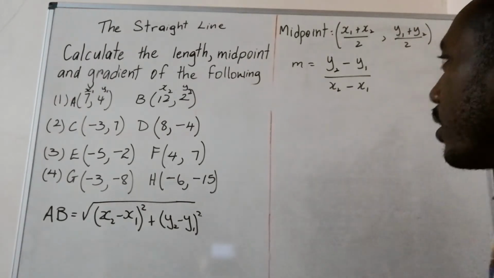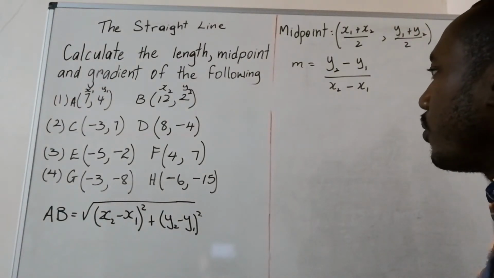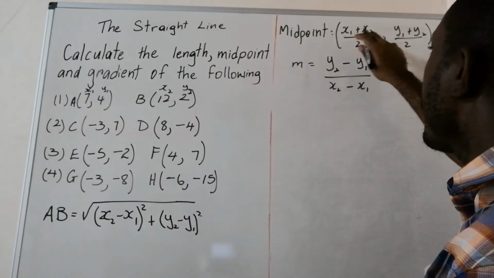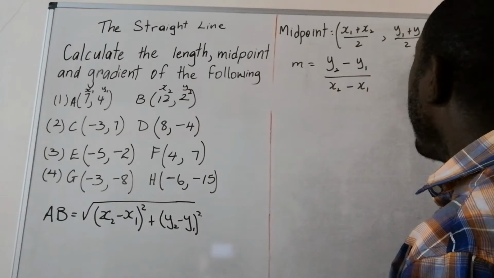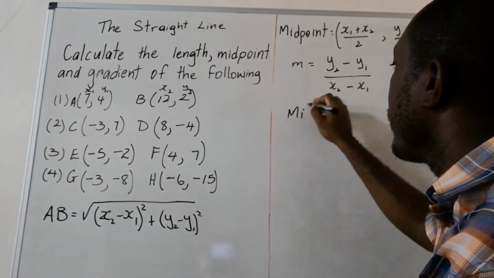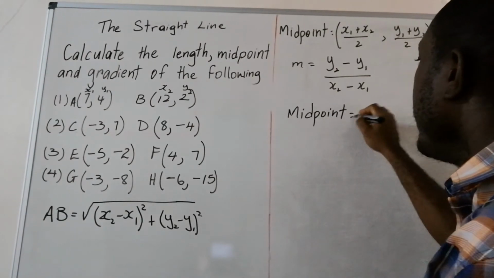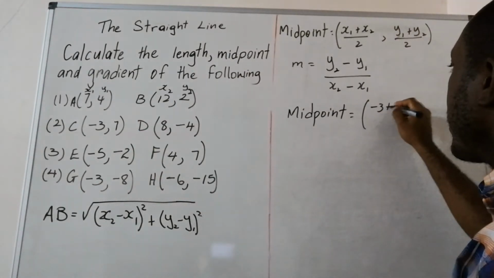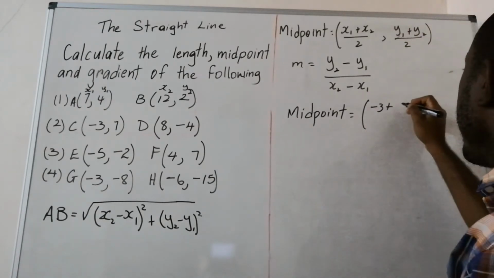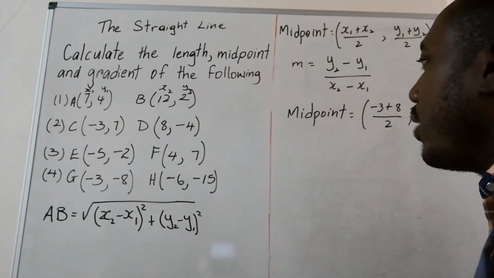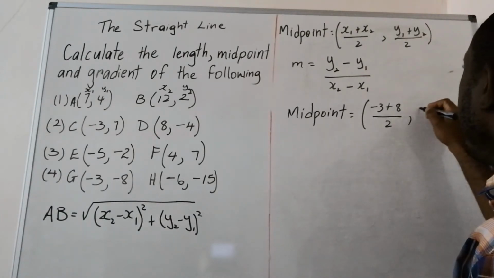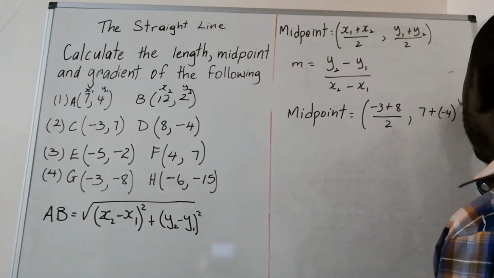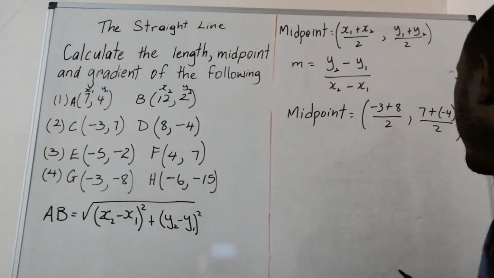Okay, let us continue to find the midpoint of our line CD. Remember, our midpoint is x1 plus x2 divided by 2, y1 plus y2 divided by 2. So the midpoint is equal to x1, which is negative 3, plus x2, which is 8, divided by 2, and y1, which is 7, plus negative 4, divided by 2.